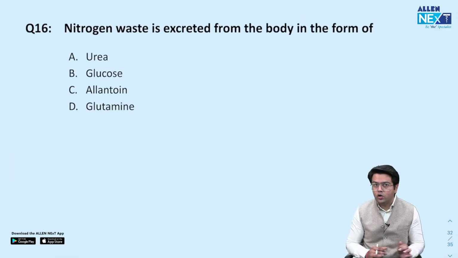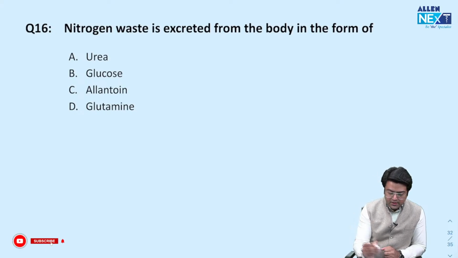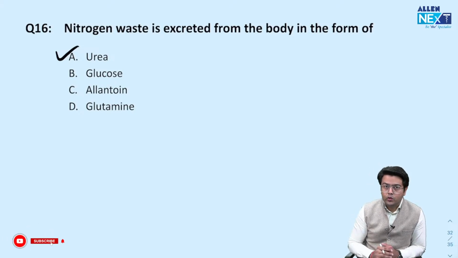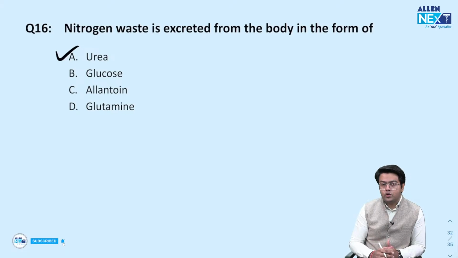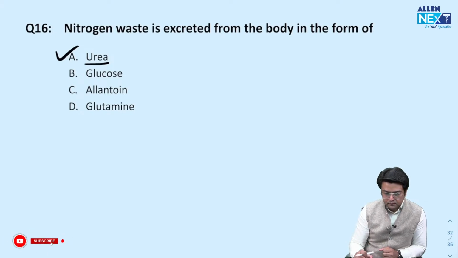F0F1 is inhibited by oligomycin, that is ATP synthase. Nitrogen waste, what is the answer? Urea. Even uric acid contains nitrogen, right, uric acid is a purine derivative, so that also has nitrogen, no doubt, but the best answer will always be urea, even if uric acid is in the options. So that is your question number 16.